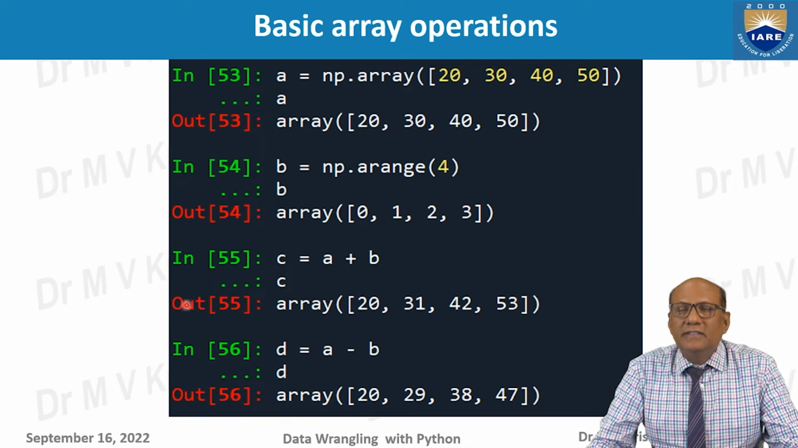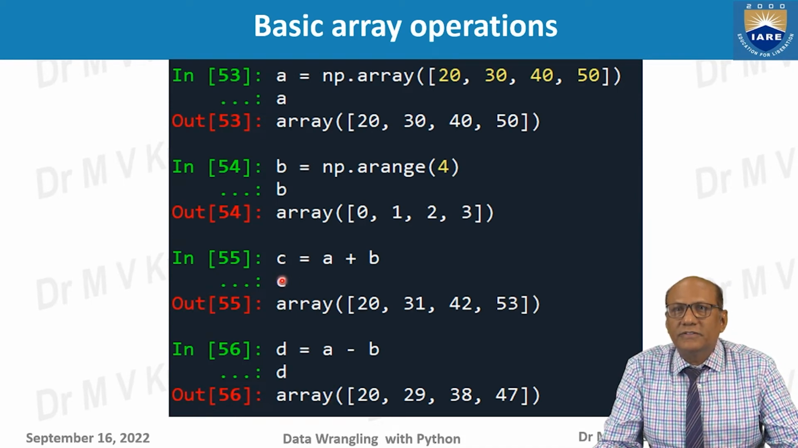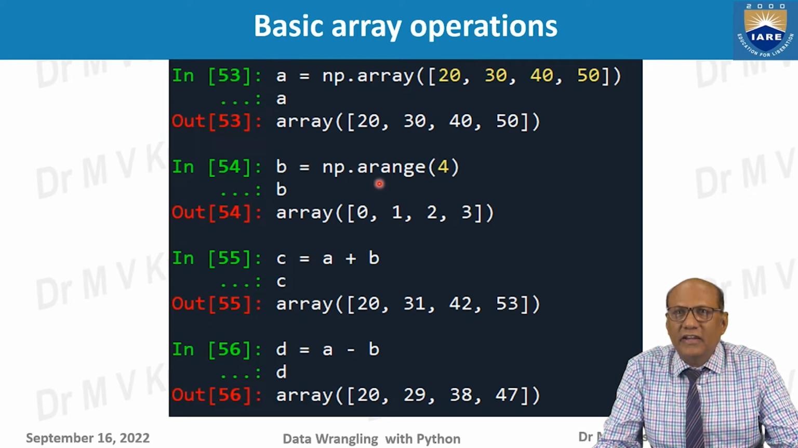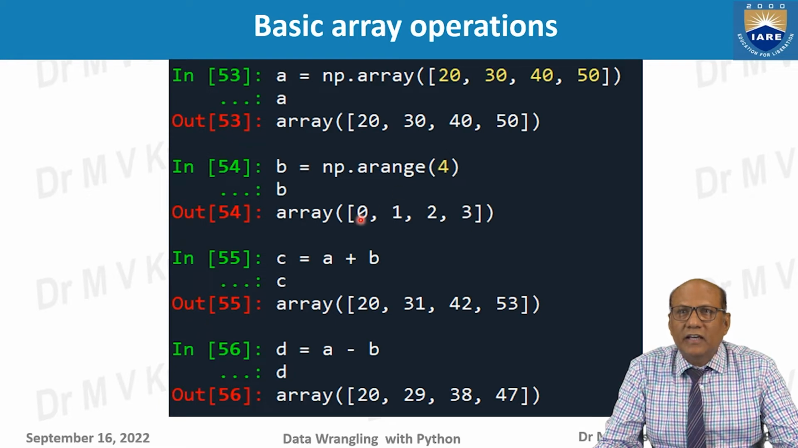Now, let us see some arithmetic operations. We have again one array 20, 30, 40, 50. I have printed this array. Then I am generating another array. These are called intrinsic arrays, which you need not specify. If you specify the total number of elements, it will generate automatically. So you have specified 4. It is a length 4 vector 0, 1, 2, 3.